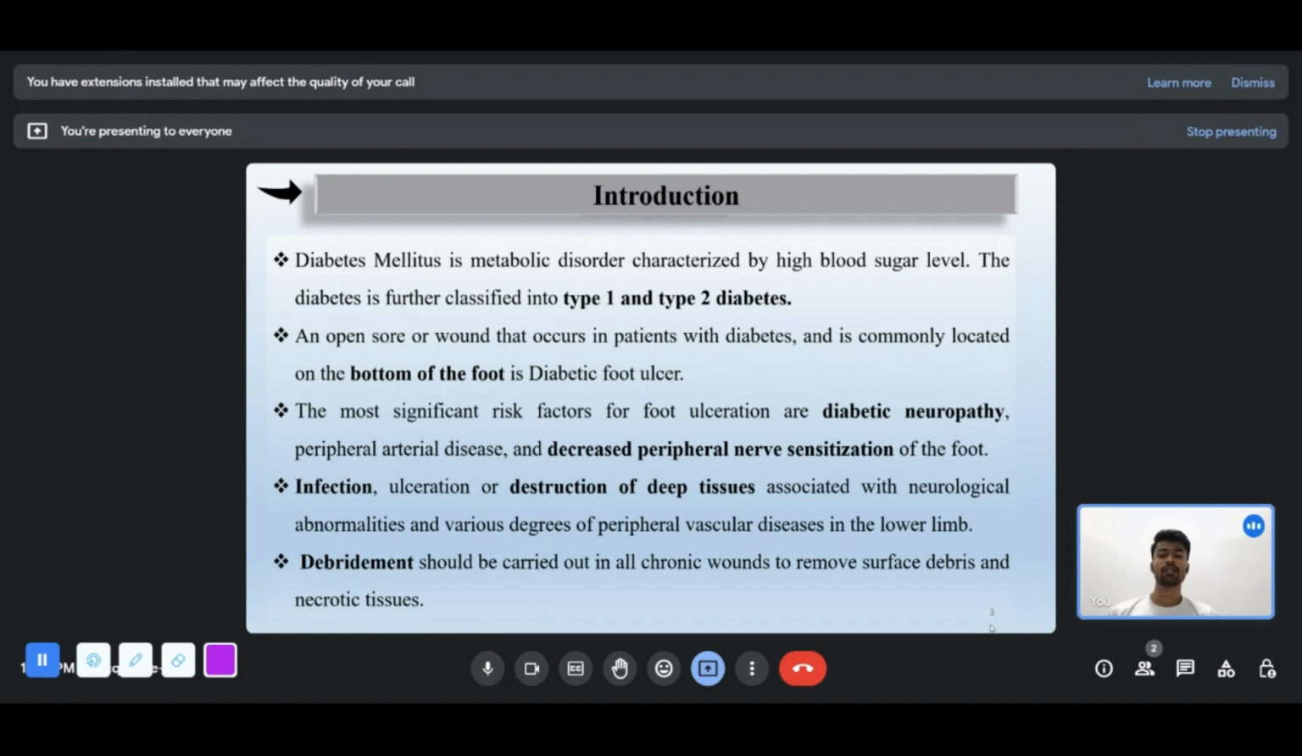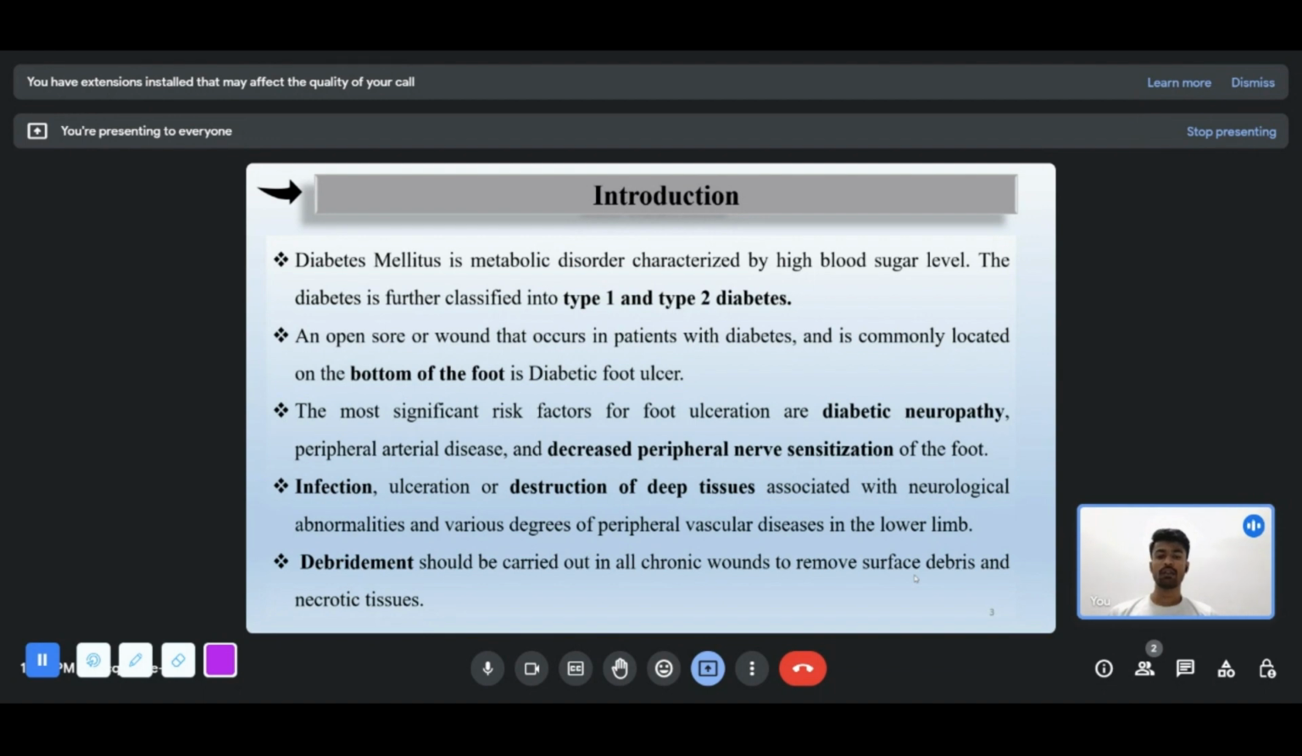Diabetes mellitus is a metabolic disorder characterized by high blood sugar level. The diabetes is further classified into type 1 and type 2. These are the main both types of diabetes mellitus. Especially type 1 is due to the autoimmune disorder. It is due to the destruction of beta cell due to autoimmune disorder, and type 2 it is due to the insulin resistance. That is beta cell produce the insulin, but it cannot be utilized in the blood to decrease the concentration of the sugar into the blood.